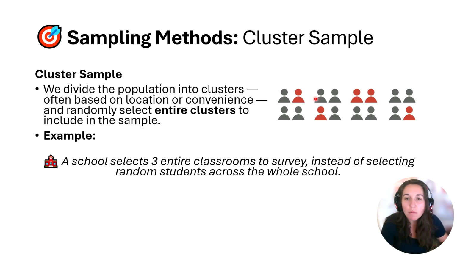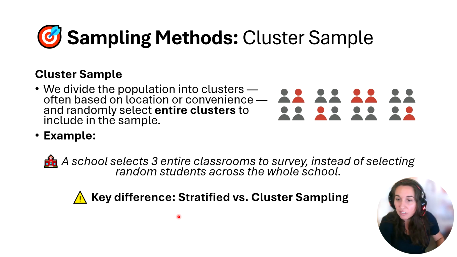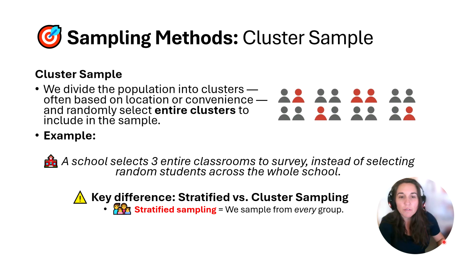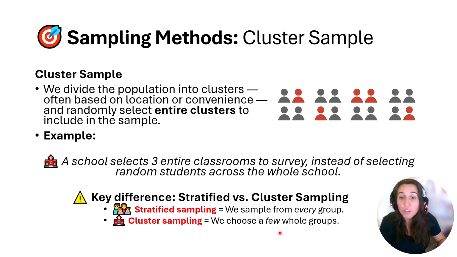Okay, so that would be us taking each of our classrooms. Let's say there's maybe 8 classrooms across the school, and we say, okay, we're going to randomly select classroom 1, classroom 4, and classroom 7, and we're going to take every single individual in those classrooms. So it is a little bit different than stratified sampling. There are some key differences here, and these often get confused because in both methods we're creating smaller groups. So the key difference to help you remember is that in stratified sampling, we sample from within every single group, but in cluster sampling, we choose a few whole groups.